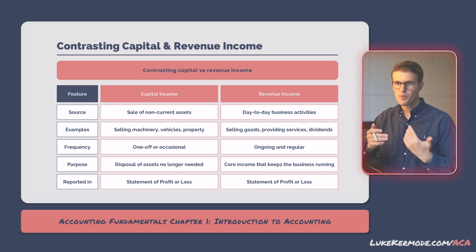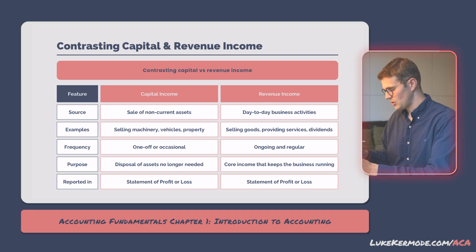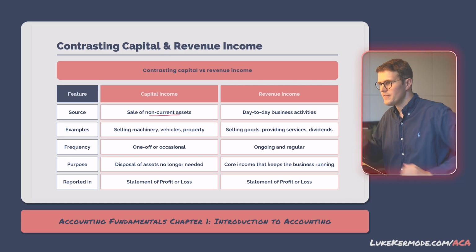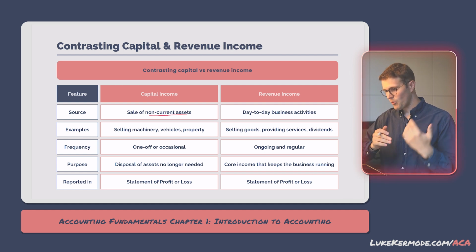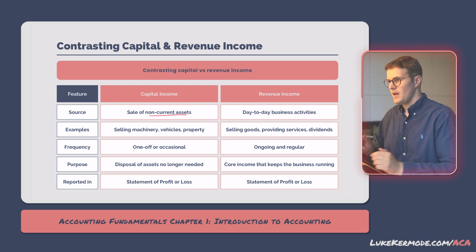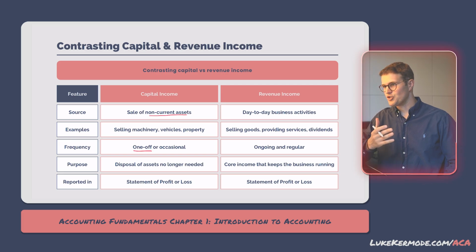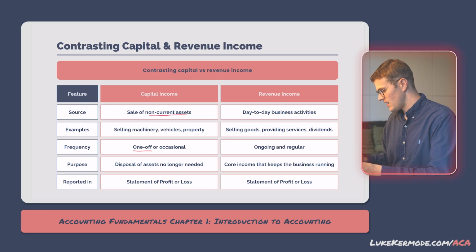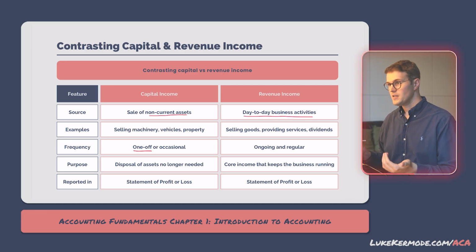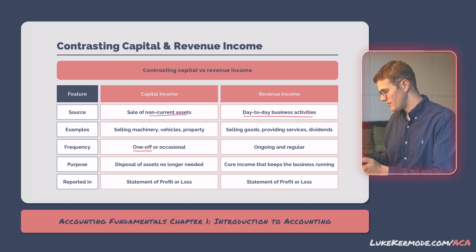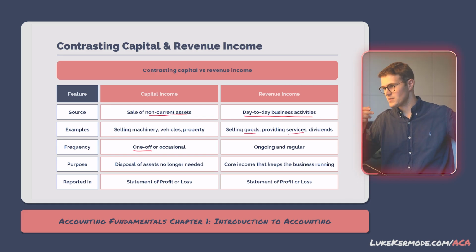Capital income is earned from selling non-current assets, things the business owned for the long term but no longer needs, things like machinery, buildings, and again, these are typically one-off events and they're not part of the business's regular trading. Whereas revenue income, in contrast, comes from the day-to-day core activities of the business and includes income from selling goods, selling services, or from investment returns. It's the regular cash flow that keeps the business going.